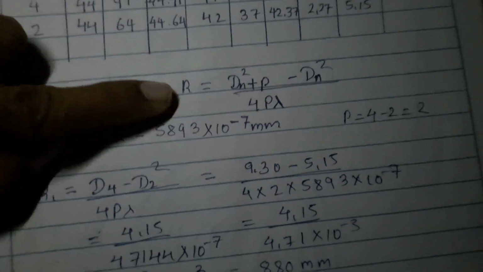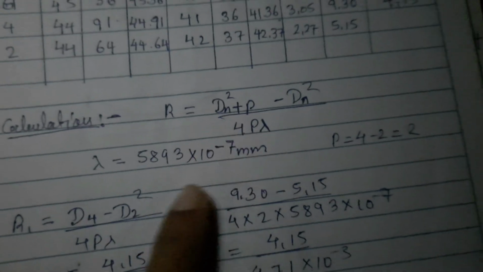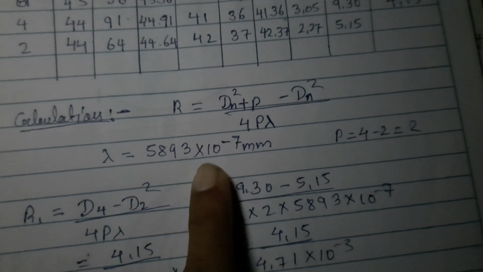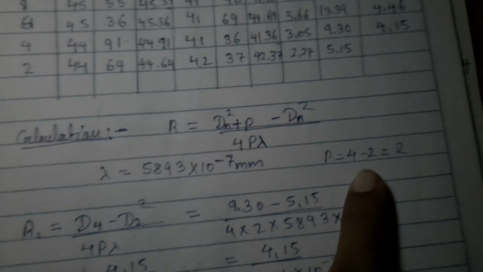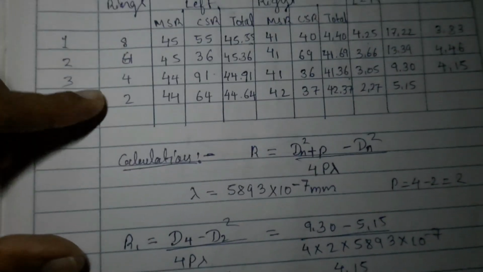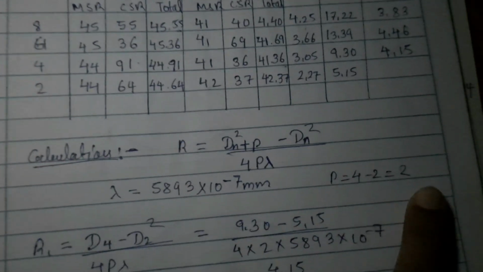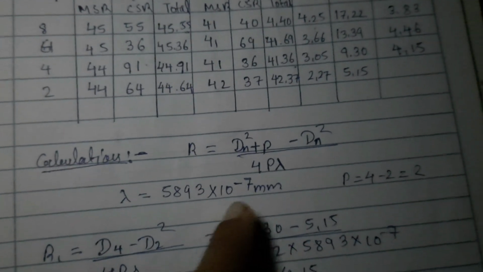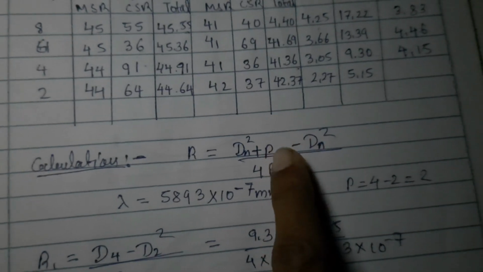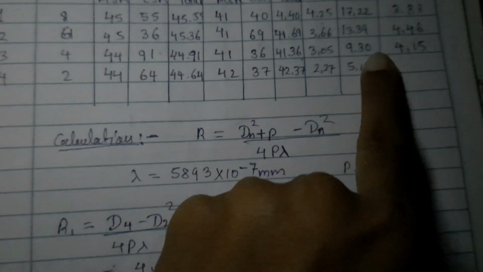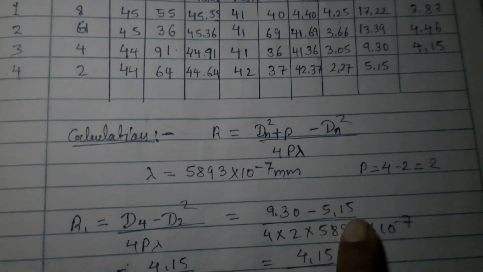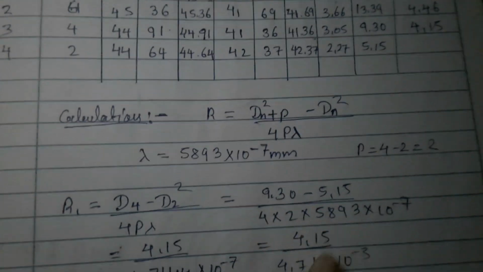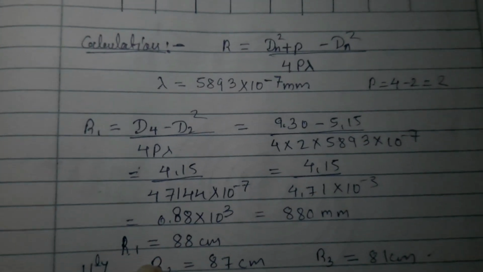So we have to calculate the value of R by modifying the formula. Here we have the standard wavelength 5893 angstrom. The p value we require. P value we can calculate by subtracting the rings here, 4 minus 2, and then the corresponding value of Dn+p square minus Dn square, that is we have to take here D4 and D2. So 9.30 minus 5.15. Substitute all the values and then calculate R1.